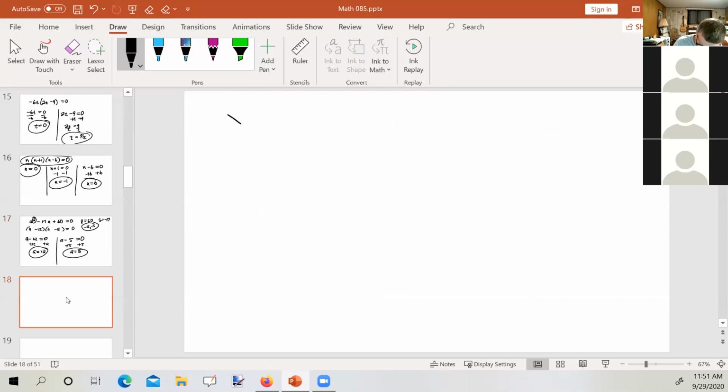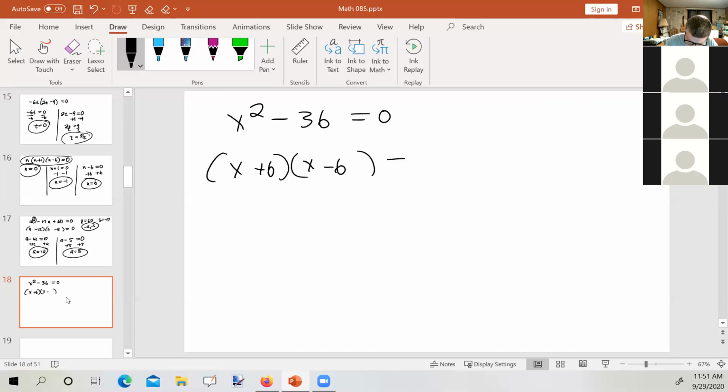How about this one? X squared minus 36 equals 0. Well, this is a second degree equation. It's in standard form, set equal to 0. On the left side, we don't have a trinomial, but it still is a second degree polynomial. On the left side, we have the difference of two squares. So one of the factors is x plus 6, the other factor is x minus 6.